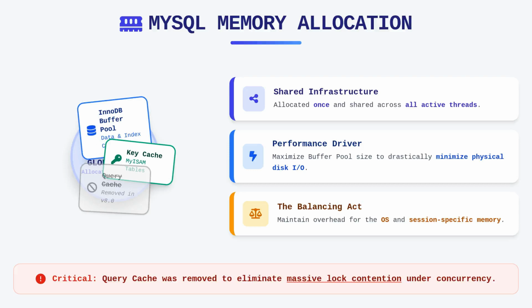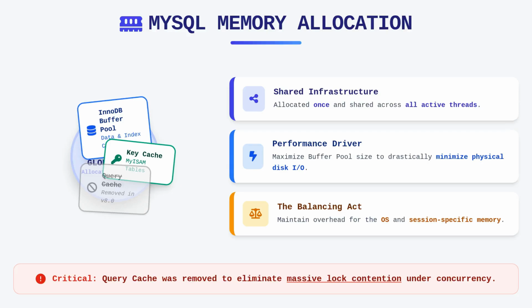When considering memory allocation in MySQL, we must distinguish between global and session-specific memory pools. Global buffers are allocated once during server startup and are shared across all active threads, meaning their size essentially dictates the foundation of your server's memory usage. The most significant component here is the InnoDB buffer pool, which caches both data and indexes.